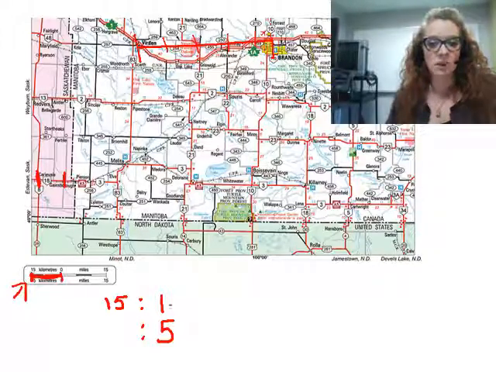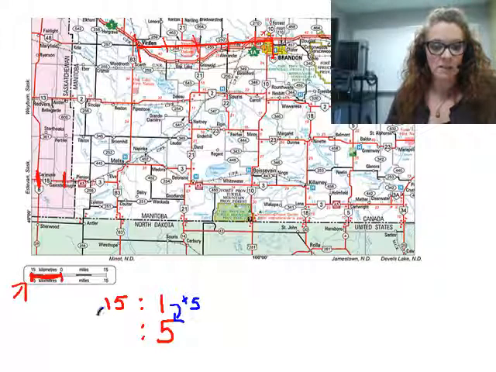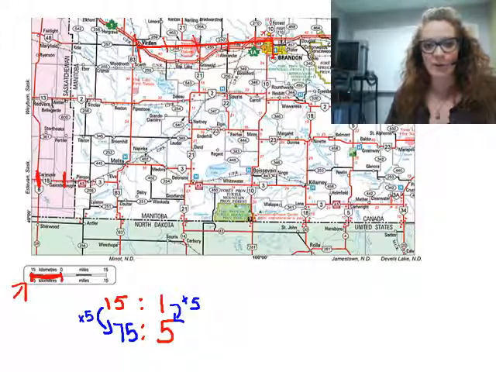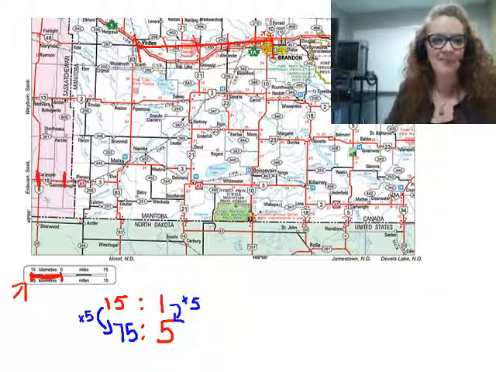What did I do to the 1 to turn it into a 5? Remember, you're thinking multiplying and dividing only, not adding and subtracting. So I obviously multiplied by 5 because it got bigger. So that is what I need to do to this guy. So 15 times 5 is 75. I'm not a map expert, but I would guess that Virden is about 75 kilometers from Brandon. So you can look that up on Google, see how close we are.